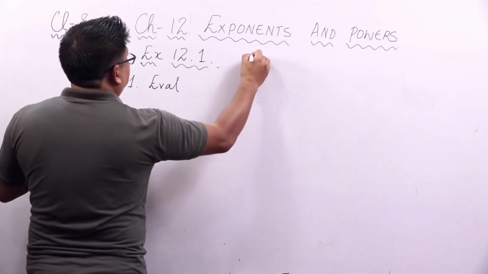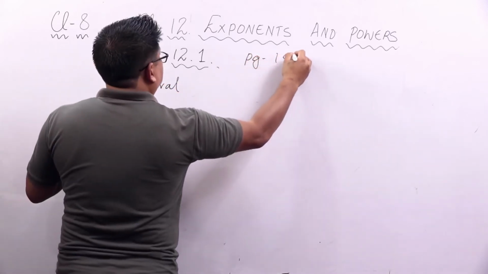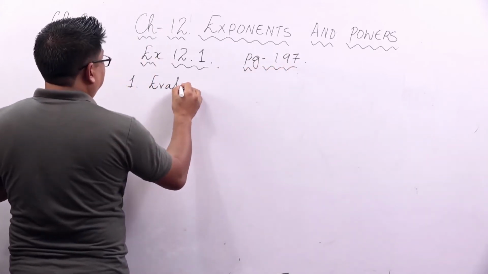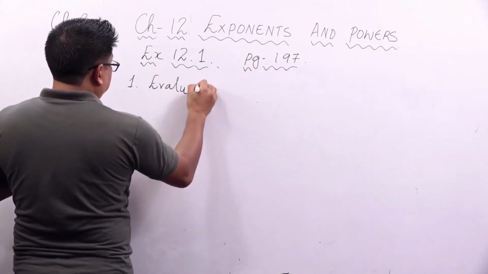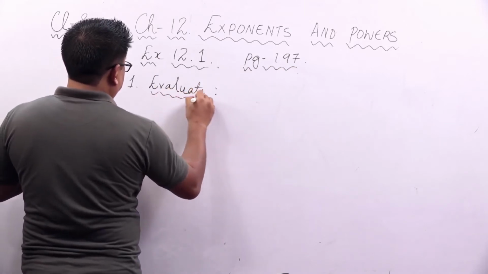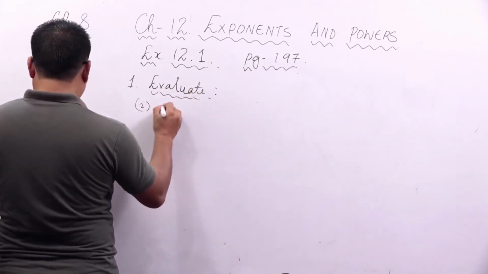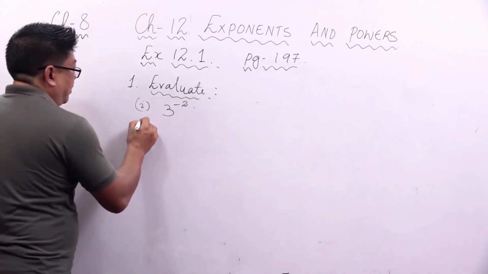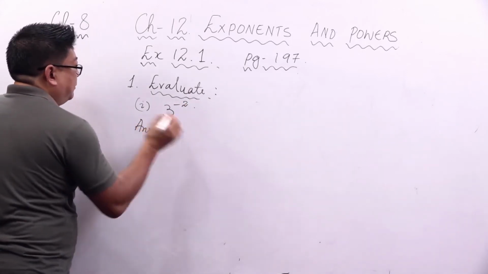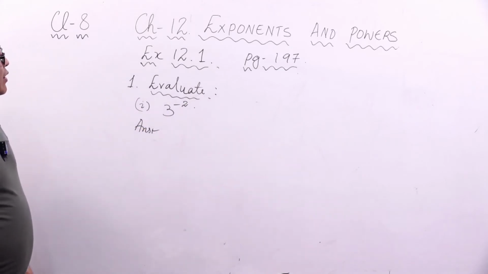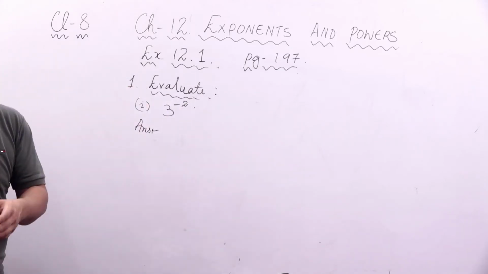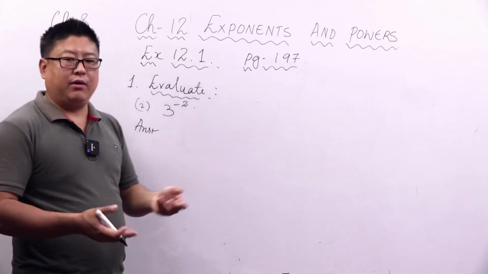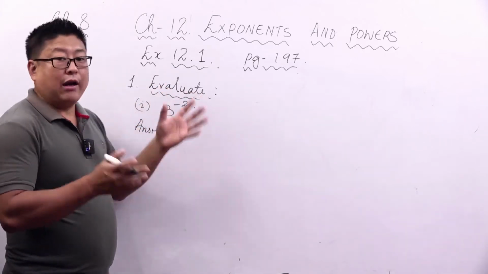It's on page number 197. So the question is, evaluate. The first one is 3 to the power minus 2. So 3 to the power minus 2. They want us to evaluate. Evaluate is the other word for calculate or make a calculation or simplify.